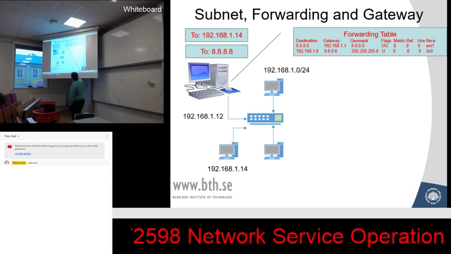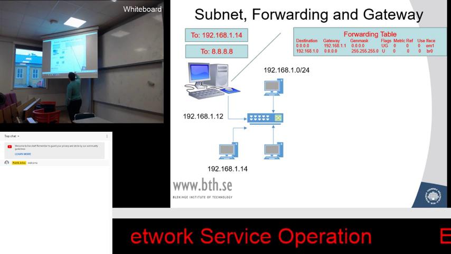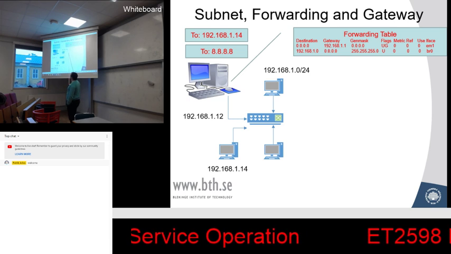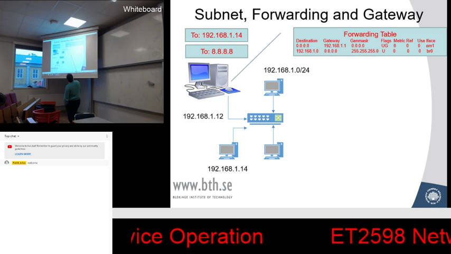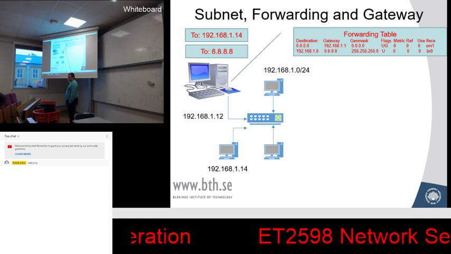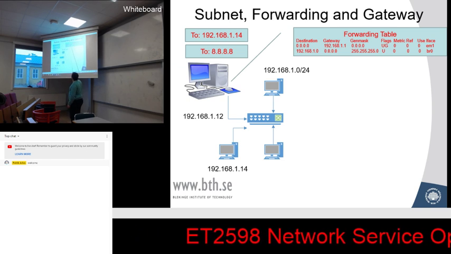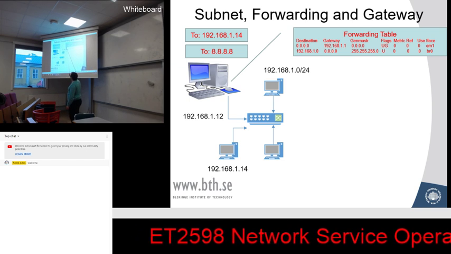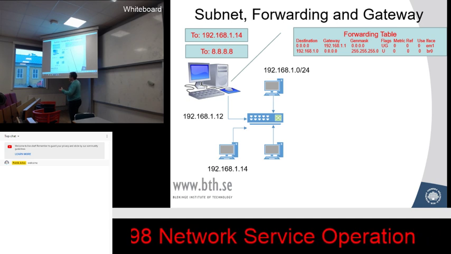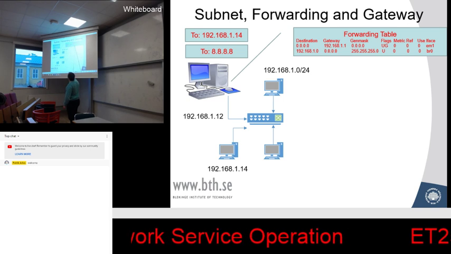So it takes the address, and actually, just to be clear, this is a little bit of a bad example. It goes from the bottom. So it takes the address 1.14, looks at this entry. Okay, the destination is 168.1.0. Okay, they're not the same. But it has this mask.